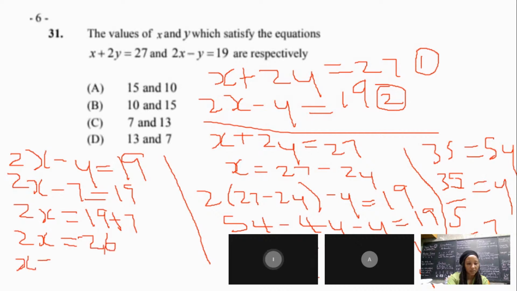And so x is, since we're dividing both sides by 2, x is 13. So our answer would be D, 13 and 7, since the order they gave us is x and then y. y is 7, x is 13.